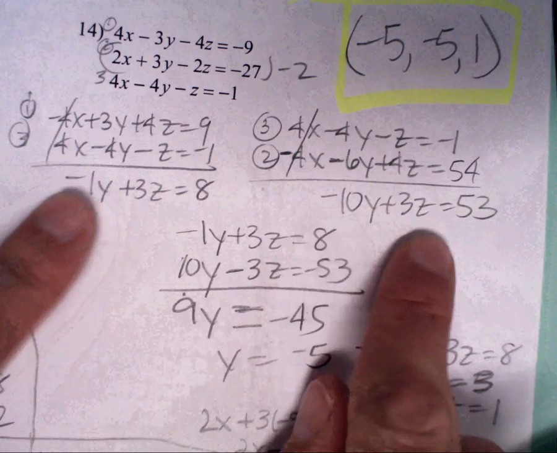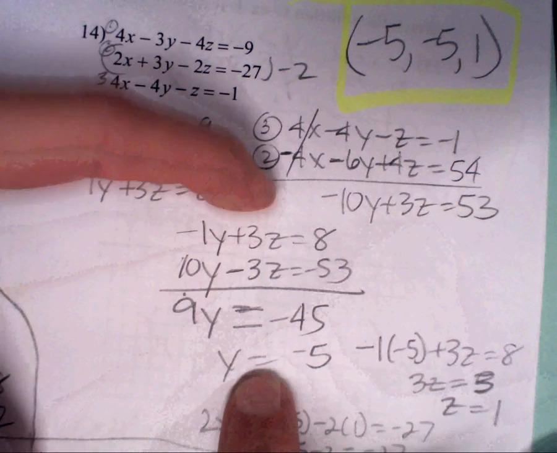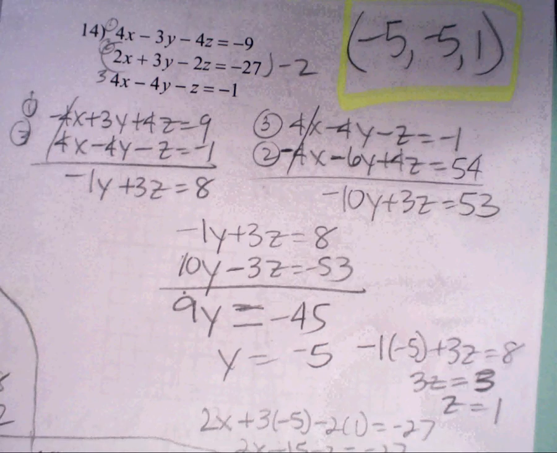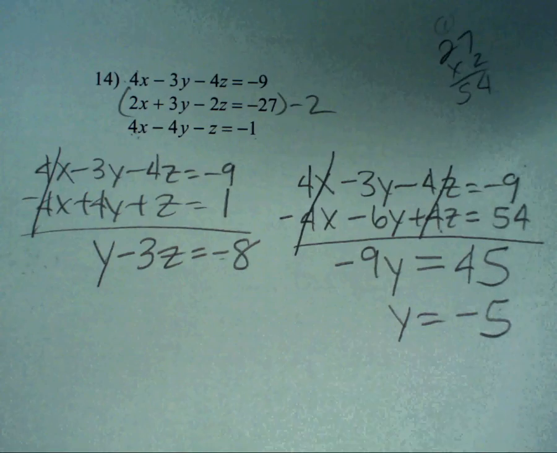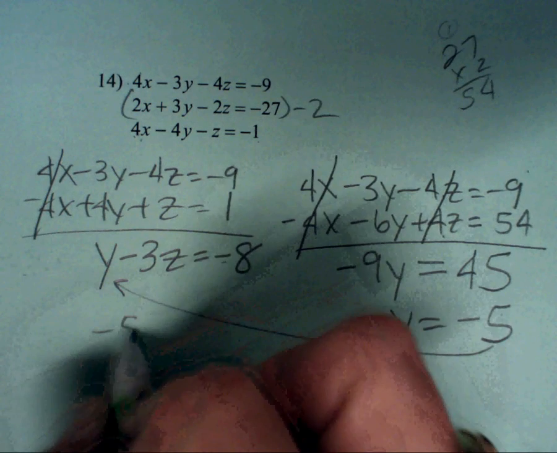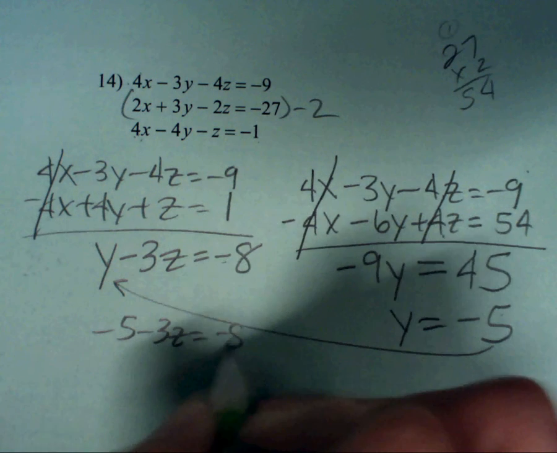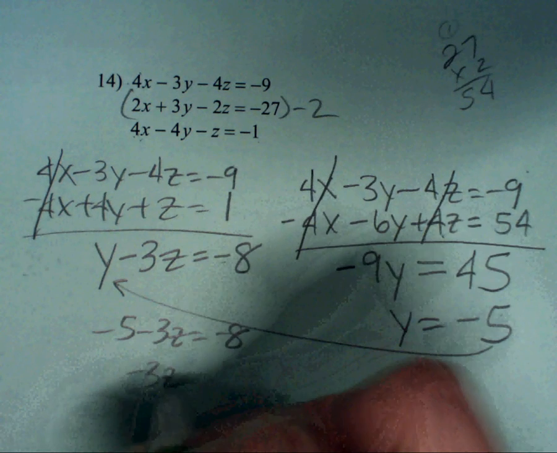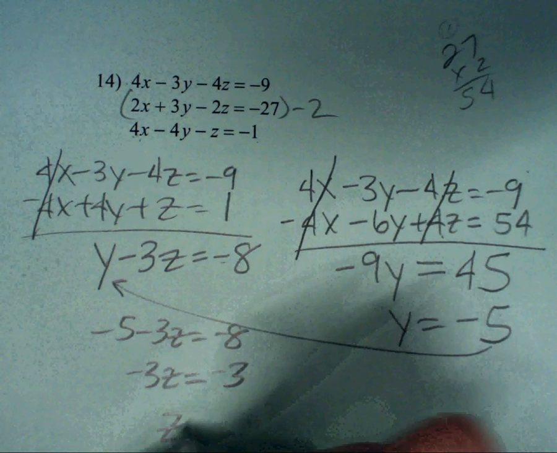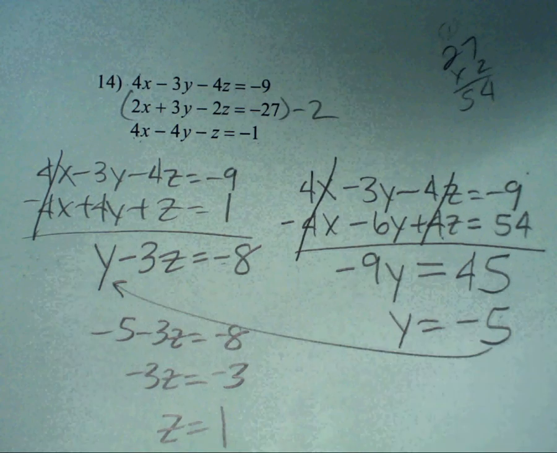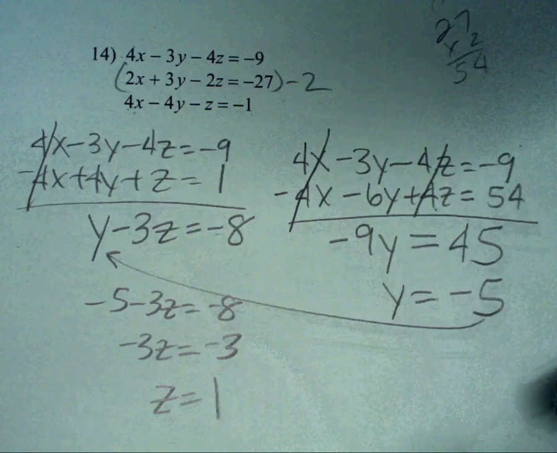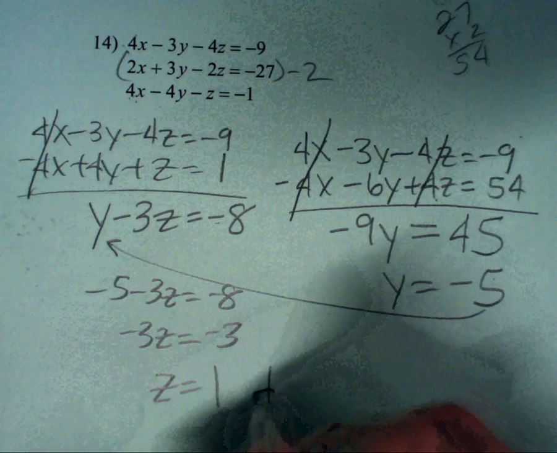Okay, so you can see, if it doesn't cancel, you take your 2 new equations and make a system out of it together. Obviously, I worked it different from the first time I worked it, and it's still going to work out fine. So then what I do is I take this negative 5, and I'm going to plug it right here. So negative 5 minus 3z equals negative 8, plus 5, negative 3z equals negative 3. Probably should show all my work. Z equals 1.